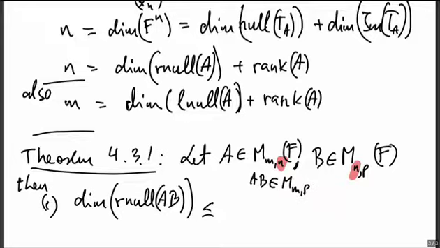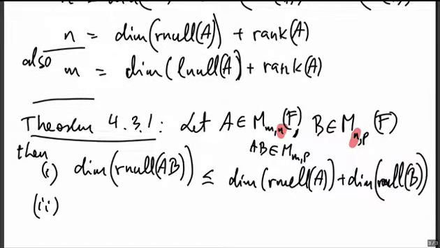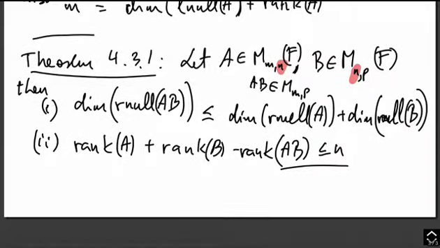And then what we have is that the dimension of the right null space of this AB product is less than or equal to the dimension of the right null space of A plus the dimension of the right null space of B. The second property is that the rank of A plus the rank of B minus the rank of A times B is less than or equal to n. And just to explain what's going on without going through the whole proof.